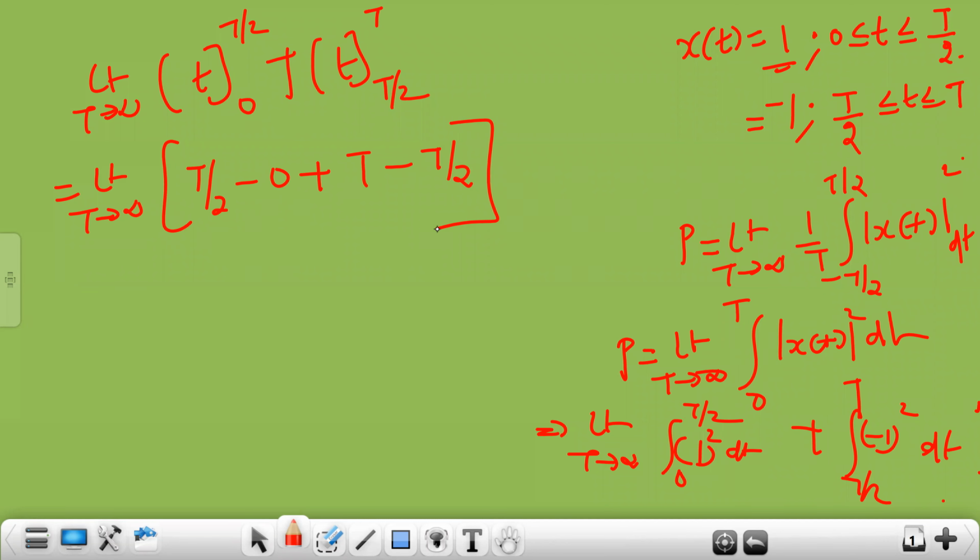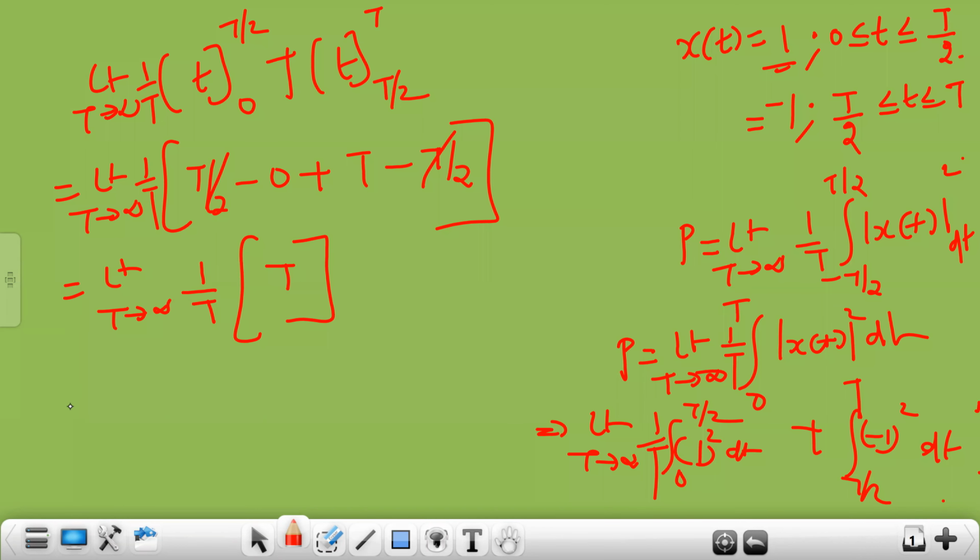So you can cancel T by 2. You have 1 by T here now in the formula. You didn't correct me. Here you have 1 by T in the formula. I missed out that 1 by T. You have 1 by T before the integral. Don't miss that 1 by T. So limit T tends to infinity, 1 by T into T by 2 and T by 2 will get cancelled. So the only remaining term is T.